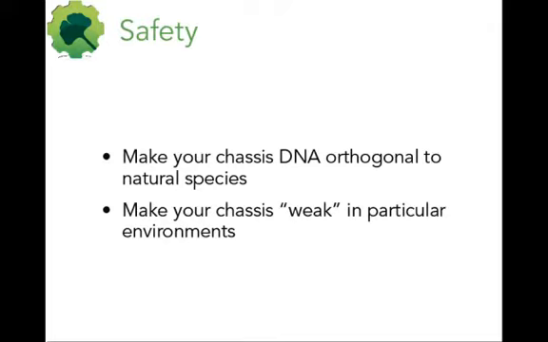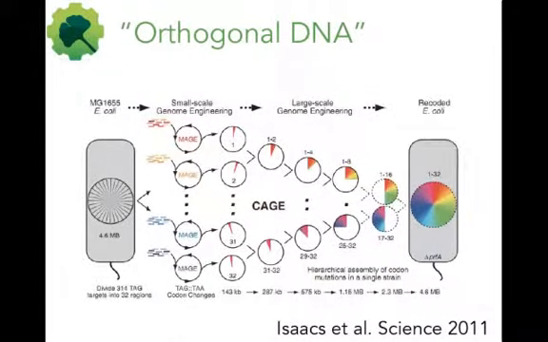The top idea, make your chassis DNA orthogonal to natural species, is a really interesting one to think about as an engineer. The example that was published in 2011 of recoding E. coli so that one of the stop codons is no longer used and freeing up that stop codon to perhaps encode something else is a very interesting article that was published, as I say, in Science in 2011.